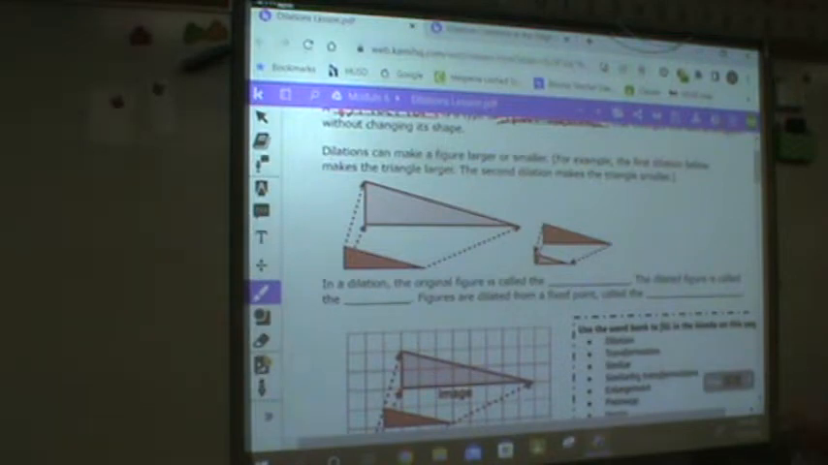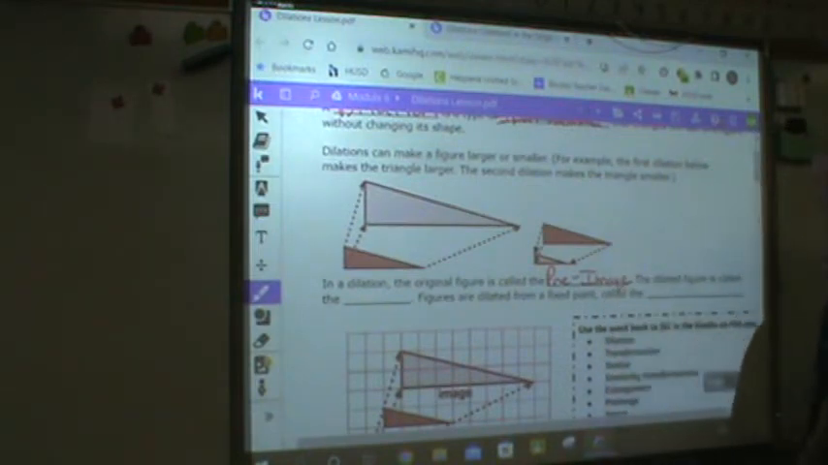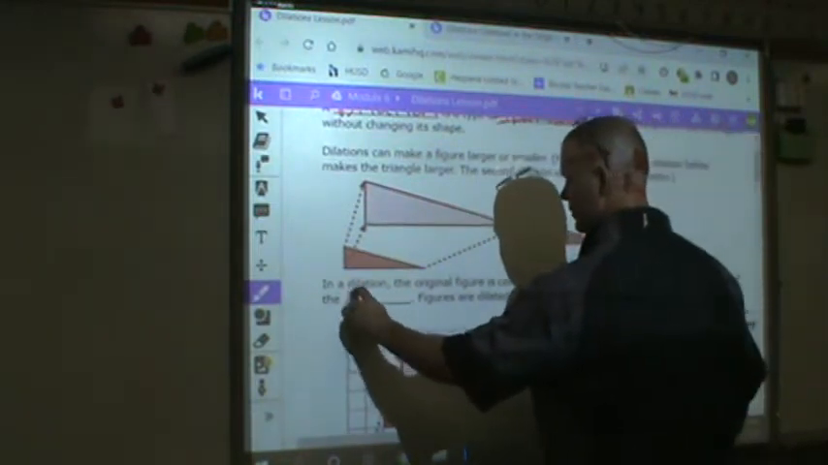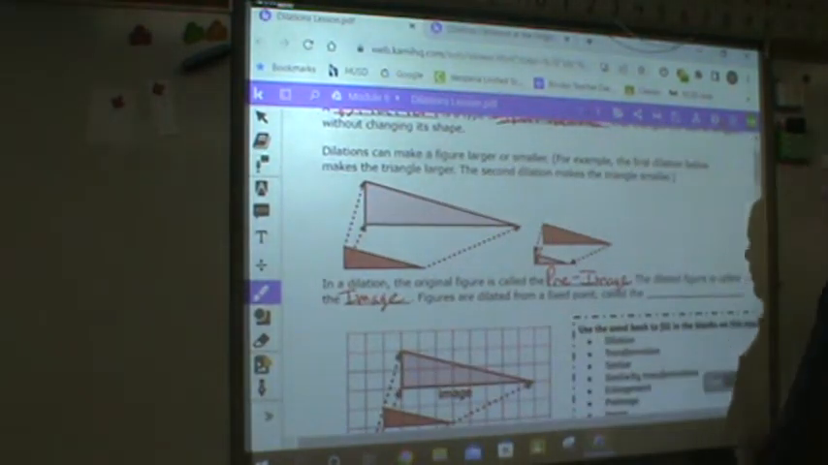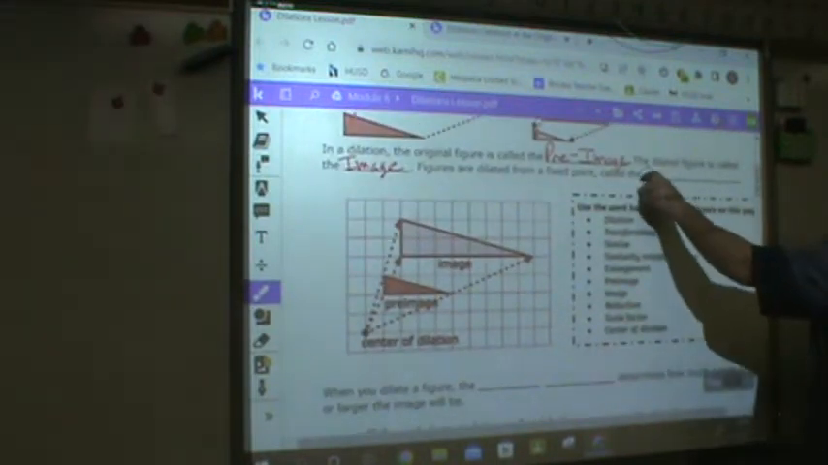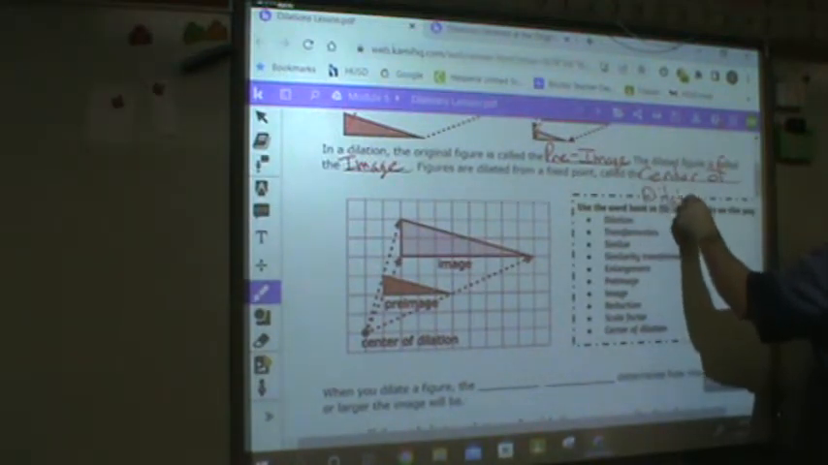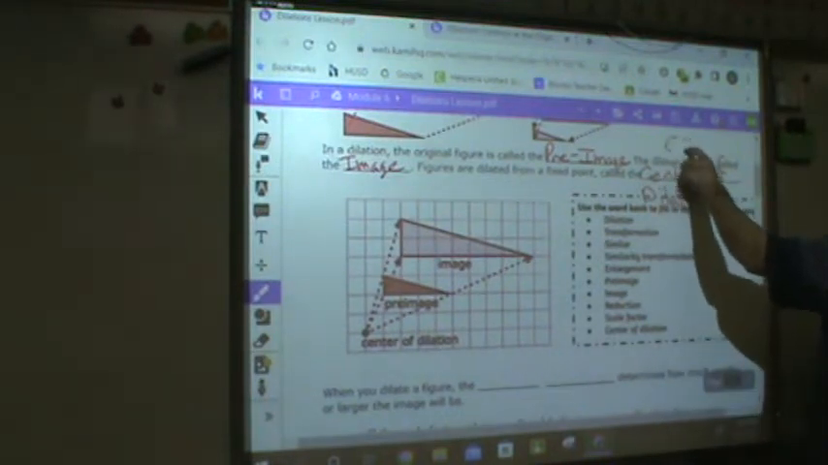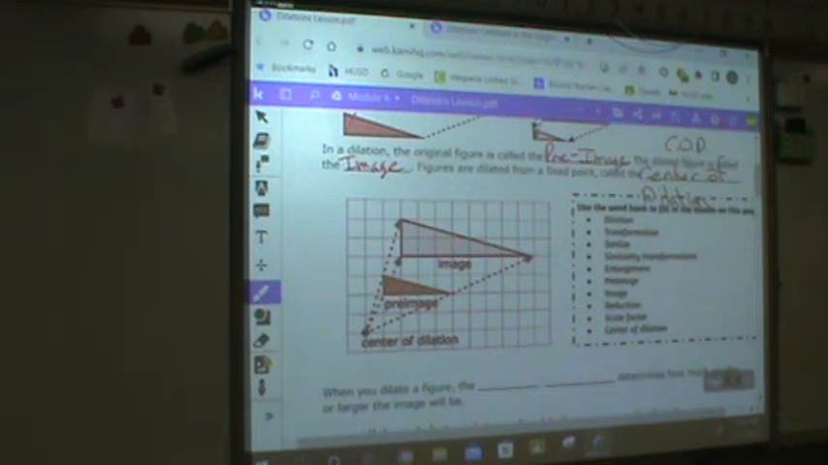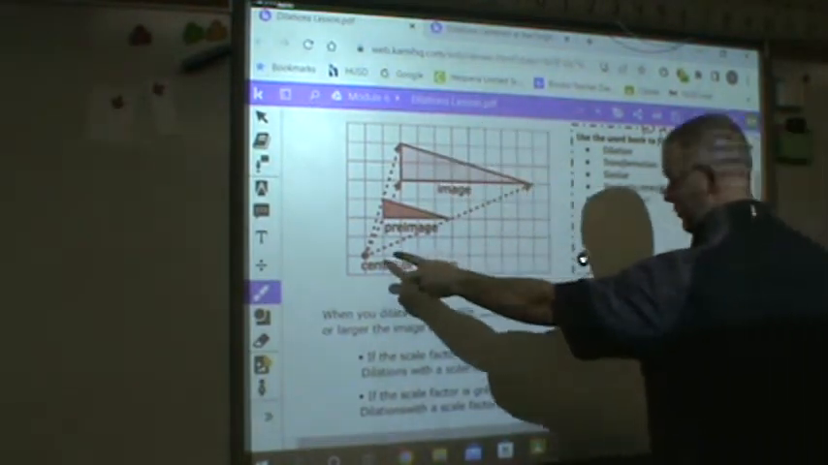So in a dilation, the original figure is called the pre-image. The dilated figure is called the image. The figures are dilated from a fixed point called the what? What do we call it? We call it the center of dilation, or I'm going to refer to it as COD. Right? So when you dilate a figure, as you can see, we have pre-image, image. In this case, my figure got bigger from the center of dilation.